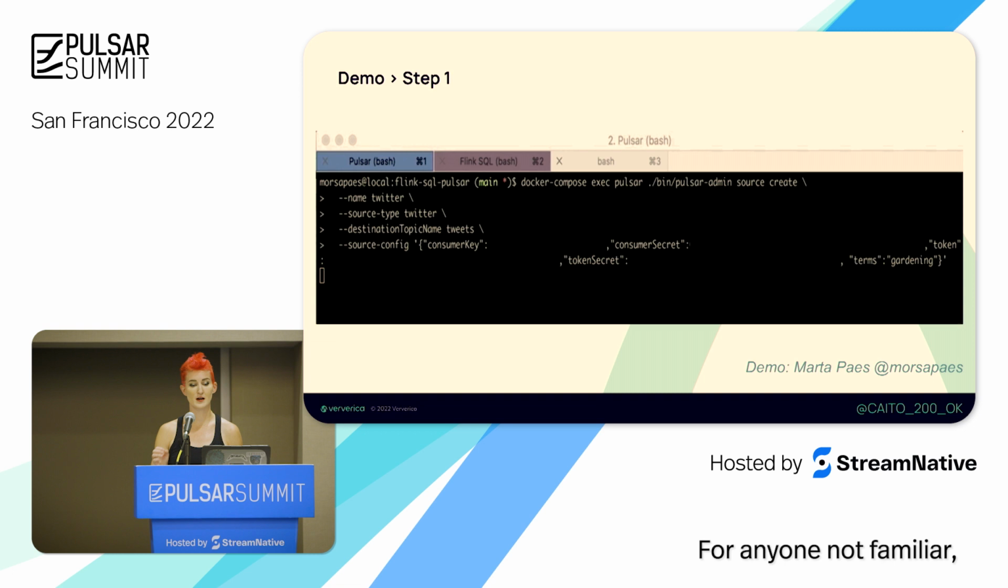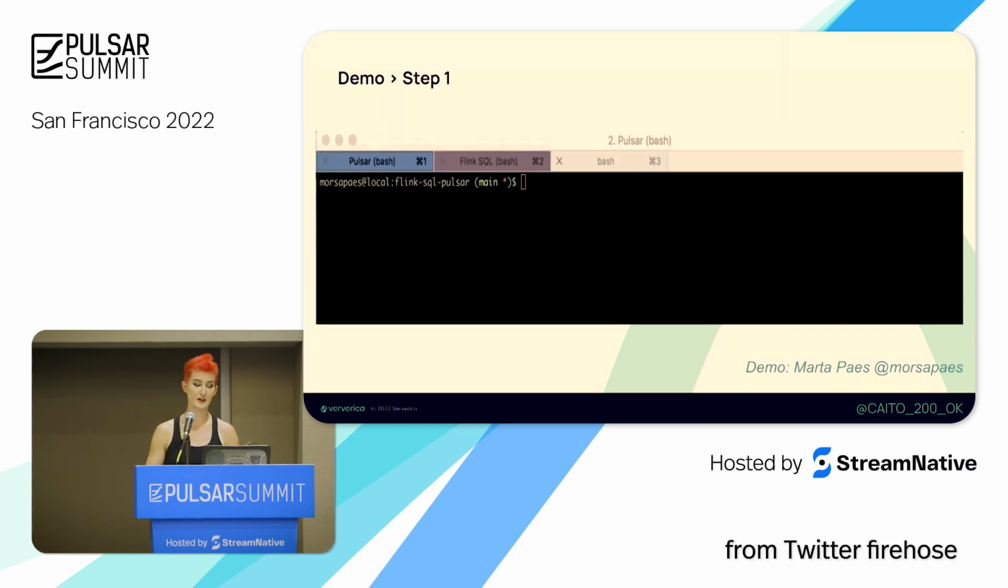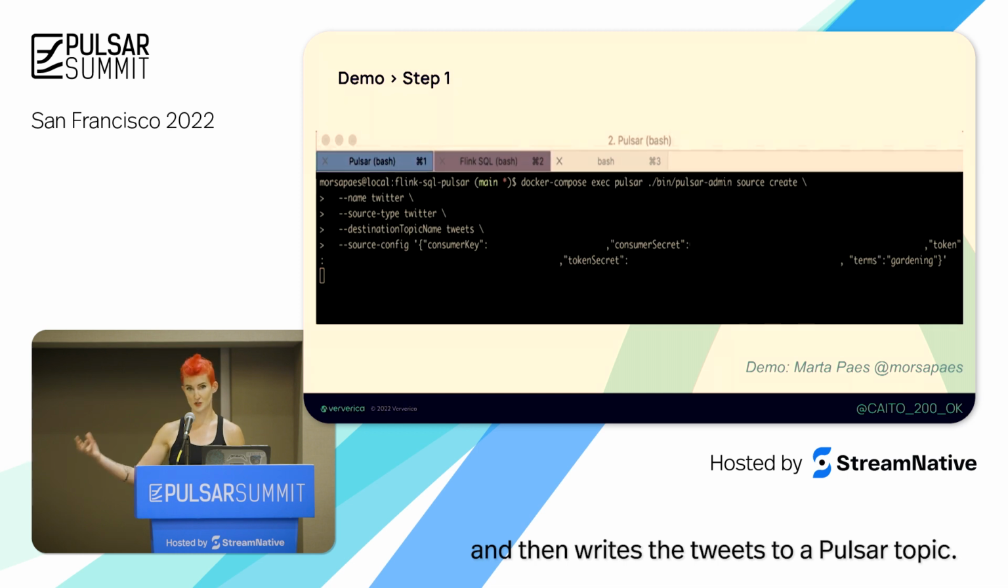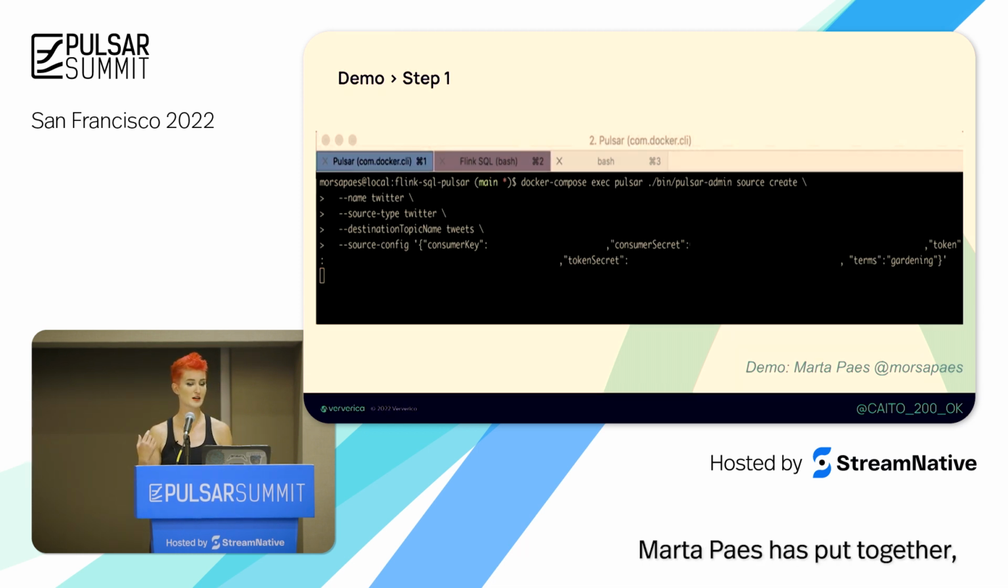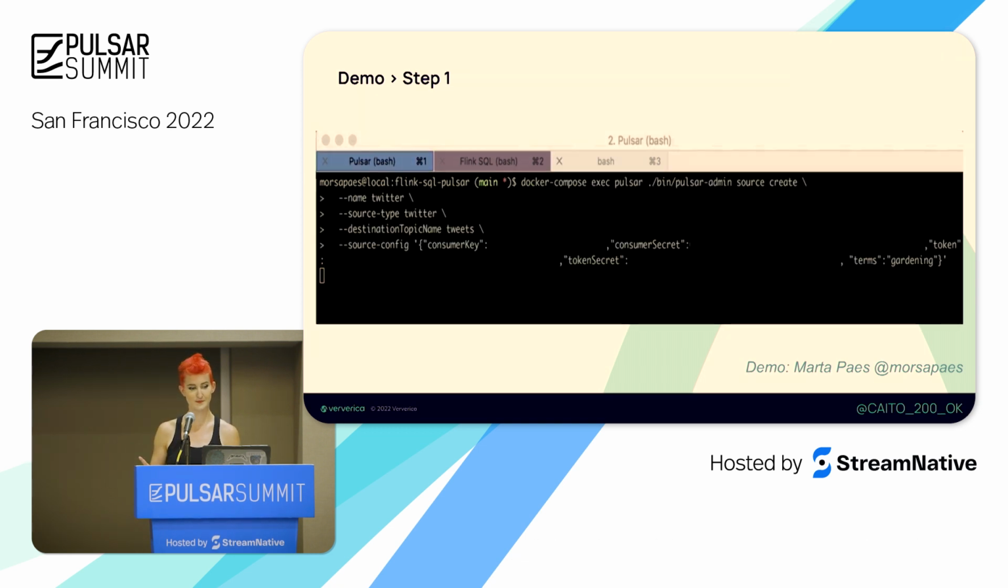For anyone not familiar, the source connector for this receives tweets from Twitter Firehose and then writes the tweets to a Pulsar topic. In this example that my old coworker Marta Pace put together, we're going to check for Twitter topics related to gardening. So that is step 1.